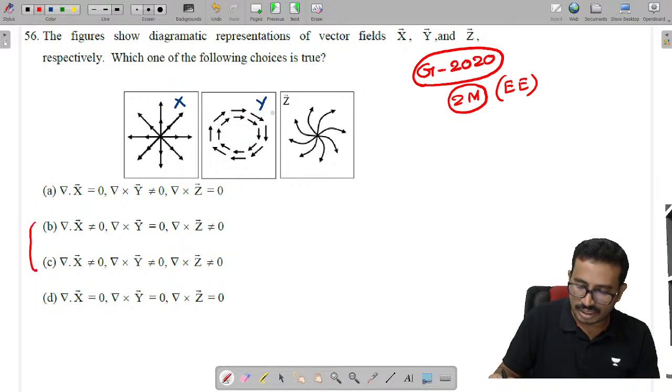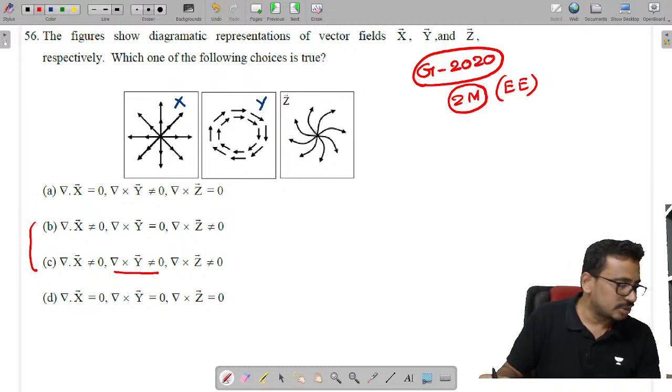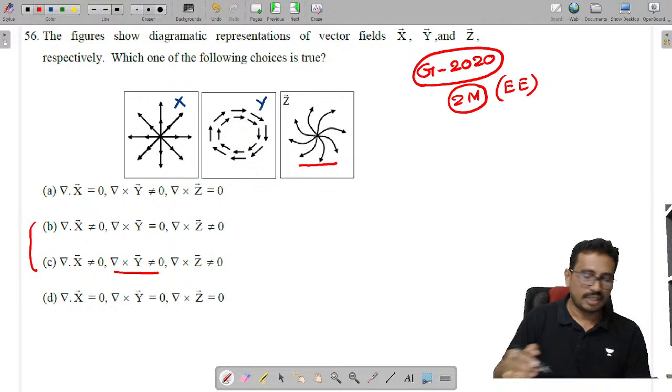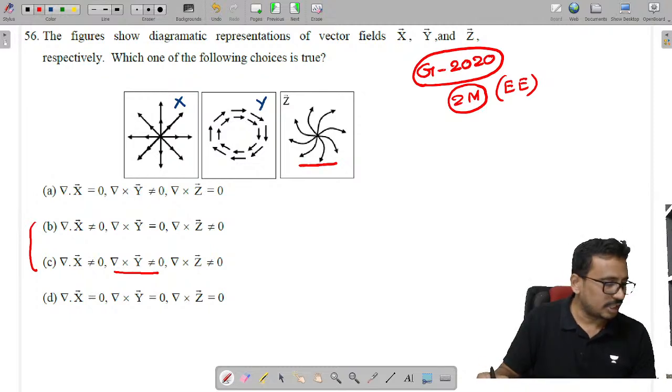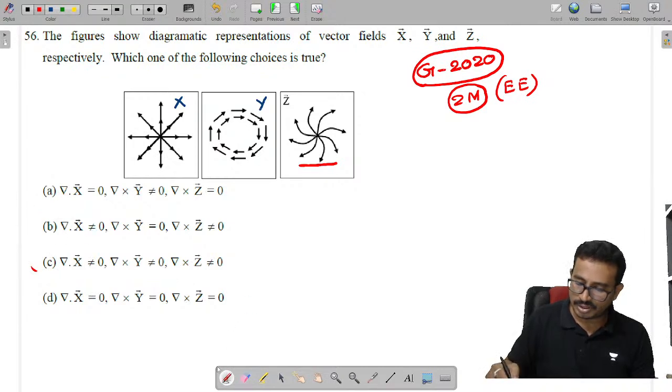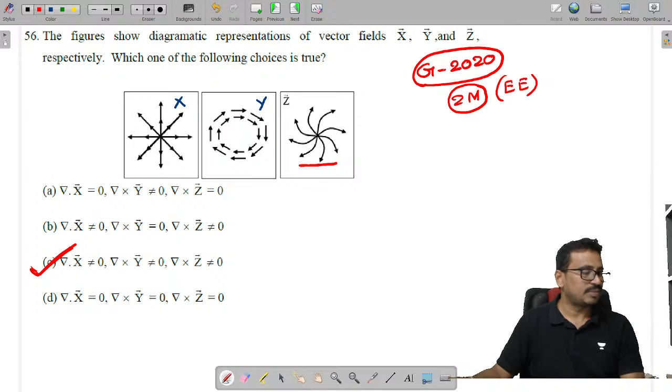Next, the y case, what can we see here? Curling nature. Curl is non-zero here. In this case the field has a diverging nature as well as a rotational nature. So which option? Option C, what we have discussed. We did this very well.